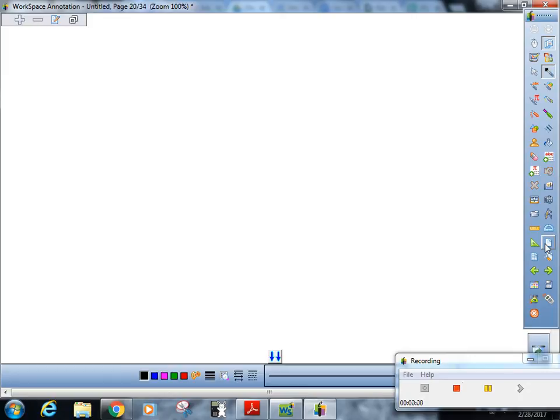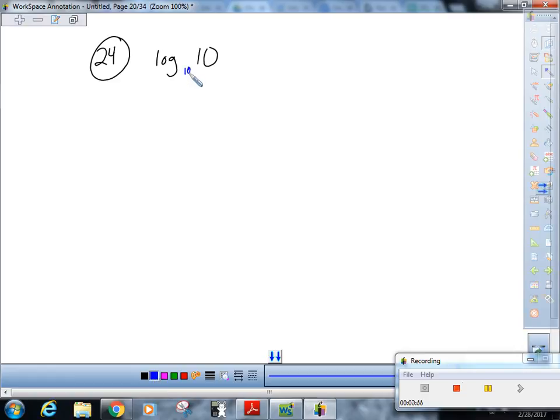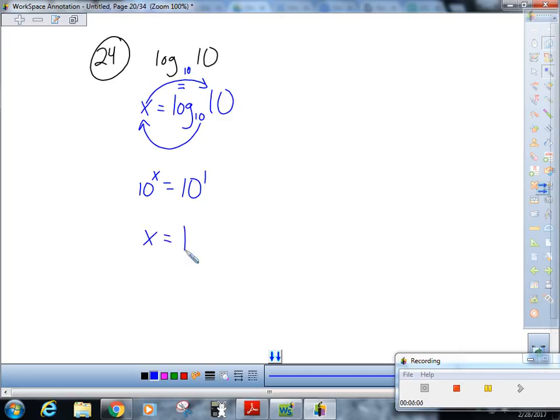All right, let's look at 24. That's even weirder. Log of 10. Well, remember from earlier, if it doesn't have a base, it's base 10, because that's what our number system is. So x equals log base 10 of 10. 10 to the x equals 10. Well, what's 10? That's 10 to the 1st. So x equals 1.